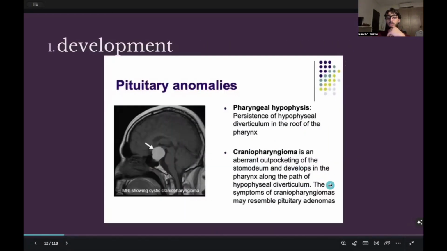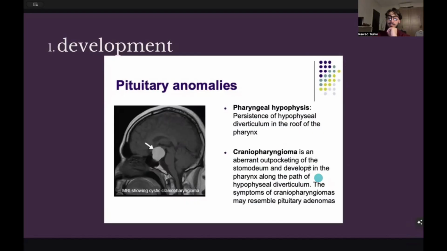Craniopharyngioma is the one that's a lot more high yield, the one that tends to pop up more in question banks. So it's an aberrant outpocketing of the stomodeum and develops in the pharynx along the path of the hypophyseal diverticulum. The symptoms of craniopharyngiomas may resemble pituitary adenomas. So this is what it's going to look like.